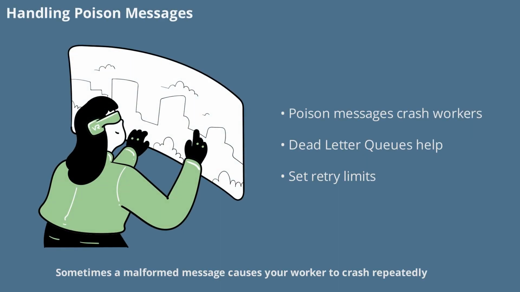Sometimes, a malformed message causes your worker to crash repeatedly. These are called poison messages. To handle them, you use dead letter queues and set retry limits. This prevents your system from getting stuck on a single bad message and allows you to investigate and fix issues without impacting the rest of the queue.